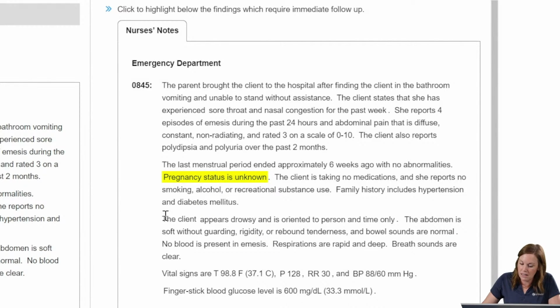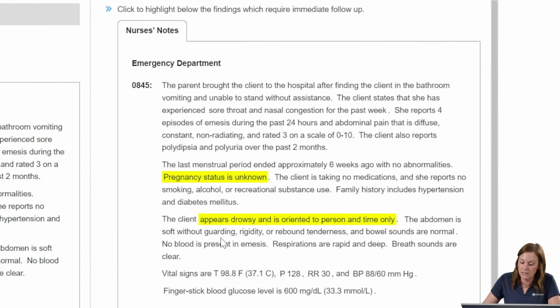Let's see. The client appears drowsy and is oriented to person and time only. We should be oriented to 4 things: person, place, time, and situation. And so this is alarming to me too. We know something's going on. This person's also young. We have no indication of other kind of disease processes that should be affecting our mentation. So this is going to cause some alarm for me as well. So I'm going to say appears drowsy and oriented to person and time only. This is something we're going to need to follow up on.